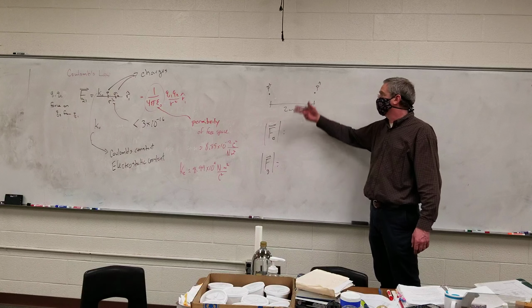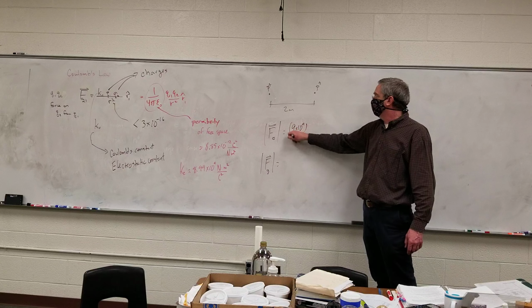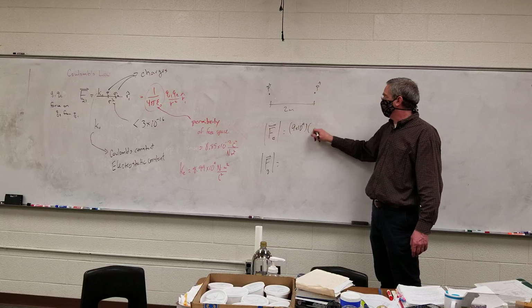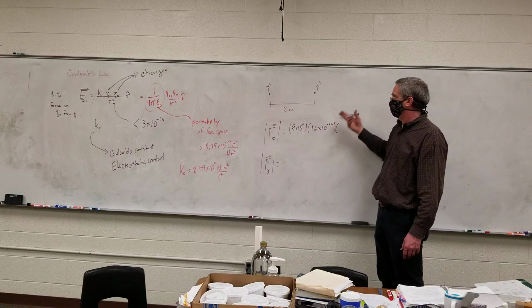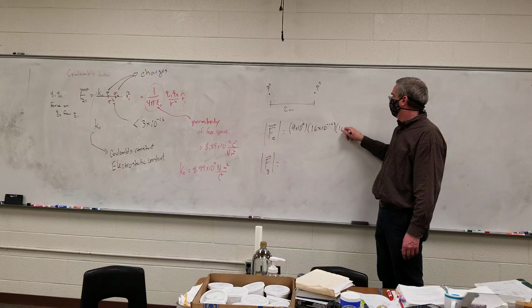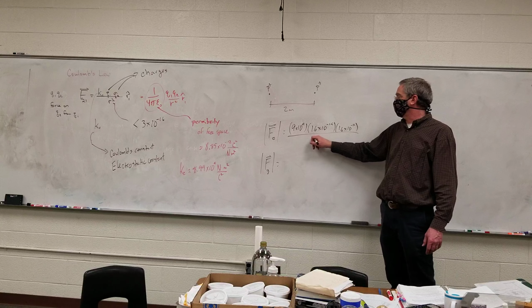All right, so we have the formula right over there. So 9 times 10 to the 9th, times the charge of a proton, 1.6 times 10 to the negative 19th, times, well, the same thing again, divided by the distance between them squared.